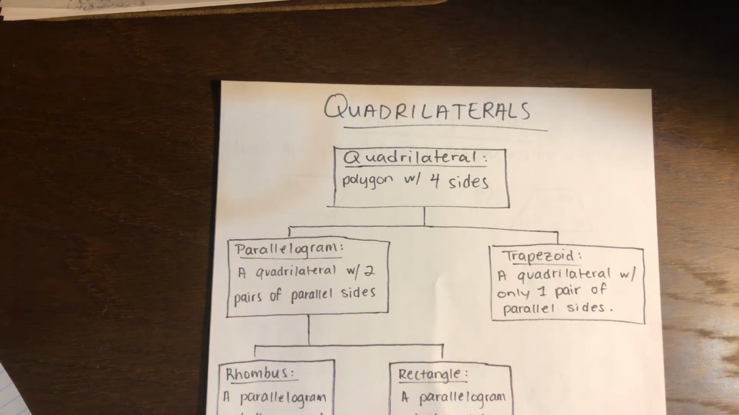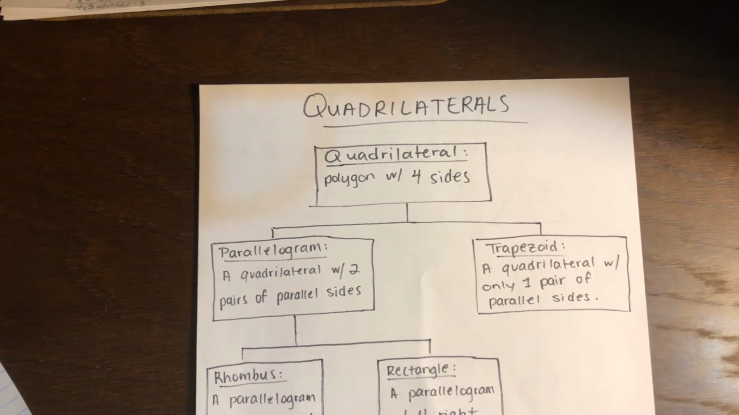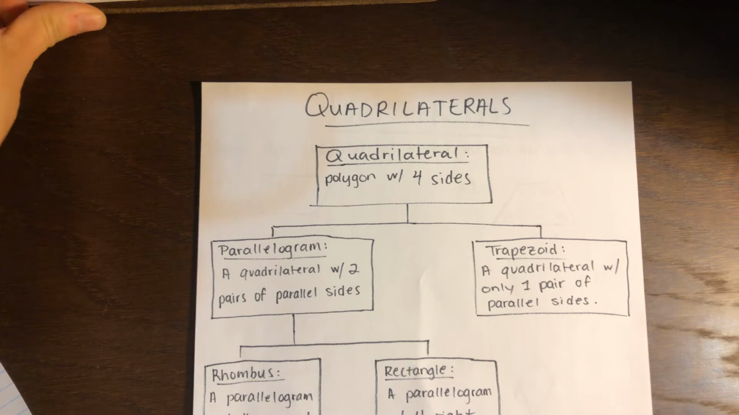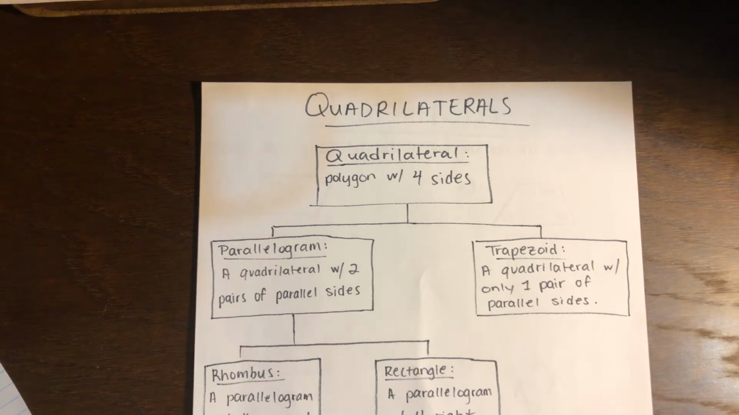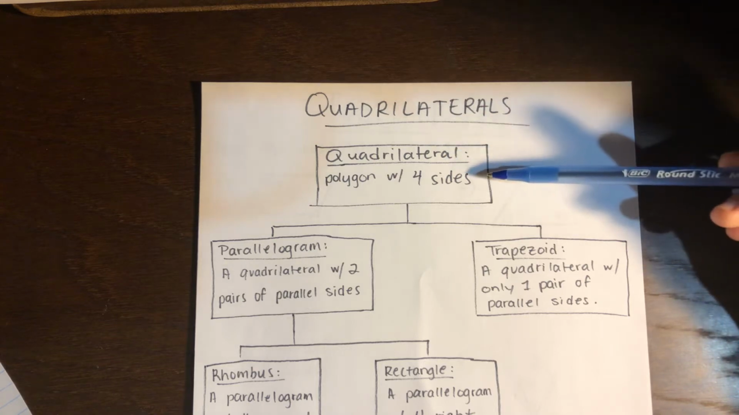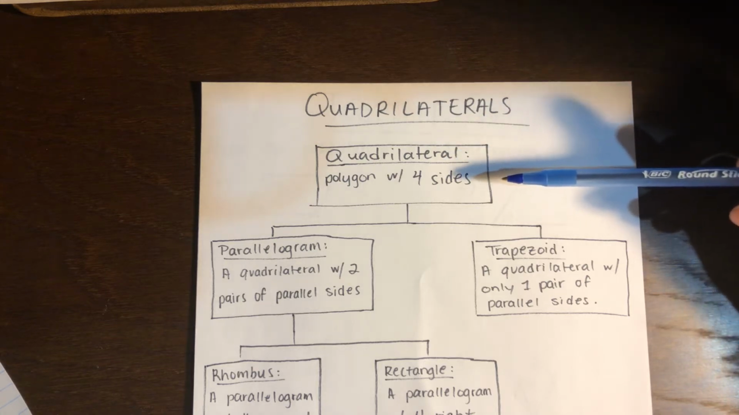Okay guys, so this week you're going to be talking about quadrilaterals and polygons. And then on the last day, you're going to do a fun little easy review activity of quadrilaterals and polygons. So today we're talking about quadrilaterals, and a quadrilateral is a polygon with 4 sides.